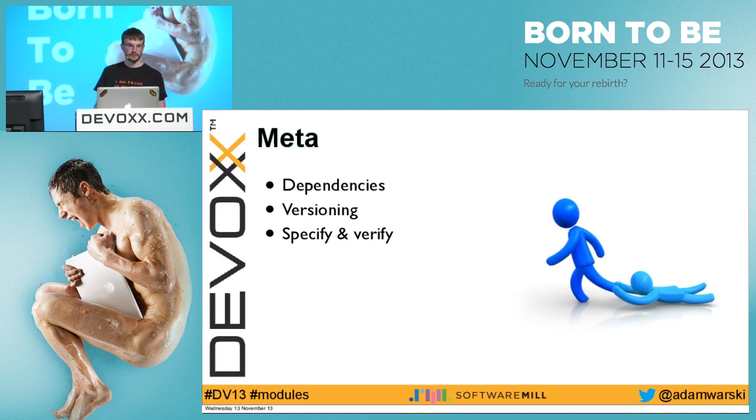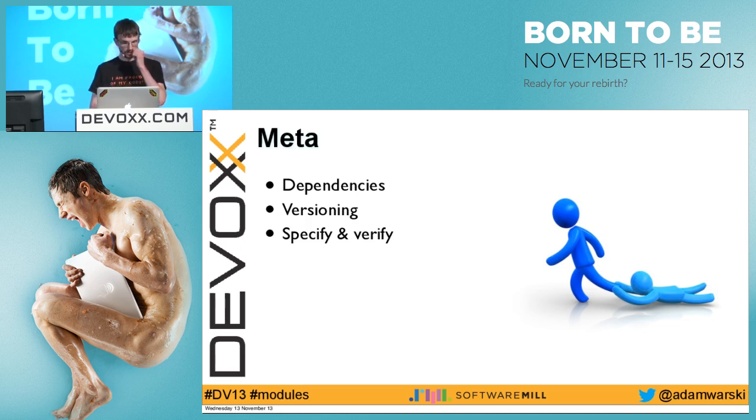It is certainly true for OSGi or Maven modules, right? But not so much for classes. We don't really version classes, or we don't version packages. But we can express dependencies with classes, for example, through constructors. And we may also want to have some tools to verify that our meta information is correct.